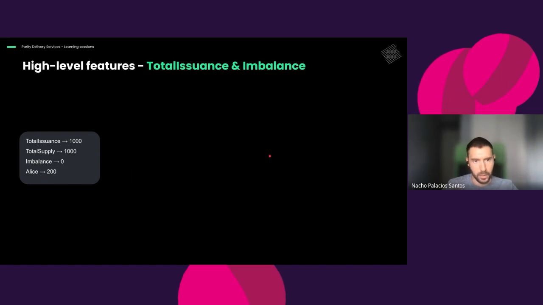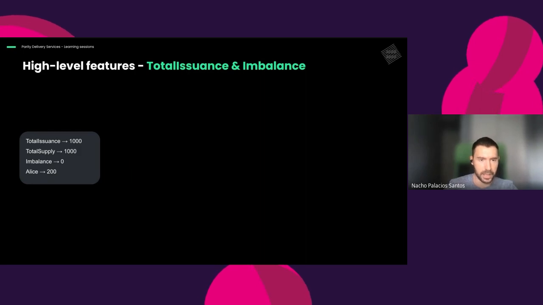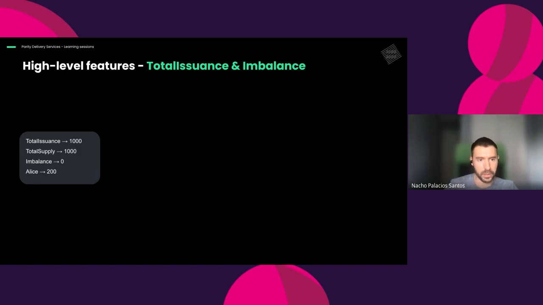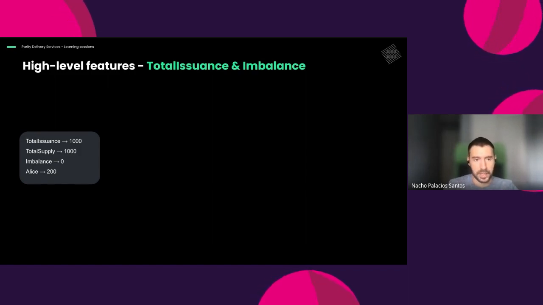Let's explain this with an example. Let's imagine that we have this initial state where we have a chain with a TotalIssuance of 1,000 tokens. The total supply is also 1,000. And Alice is one of the accounts with 200 tokens. So in this initial state, TotalIssuance and total supply match.